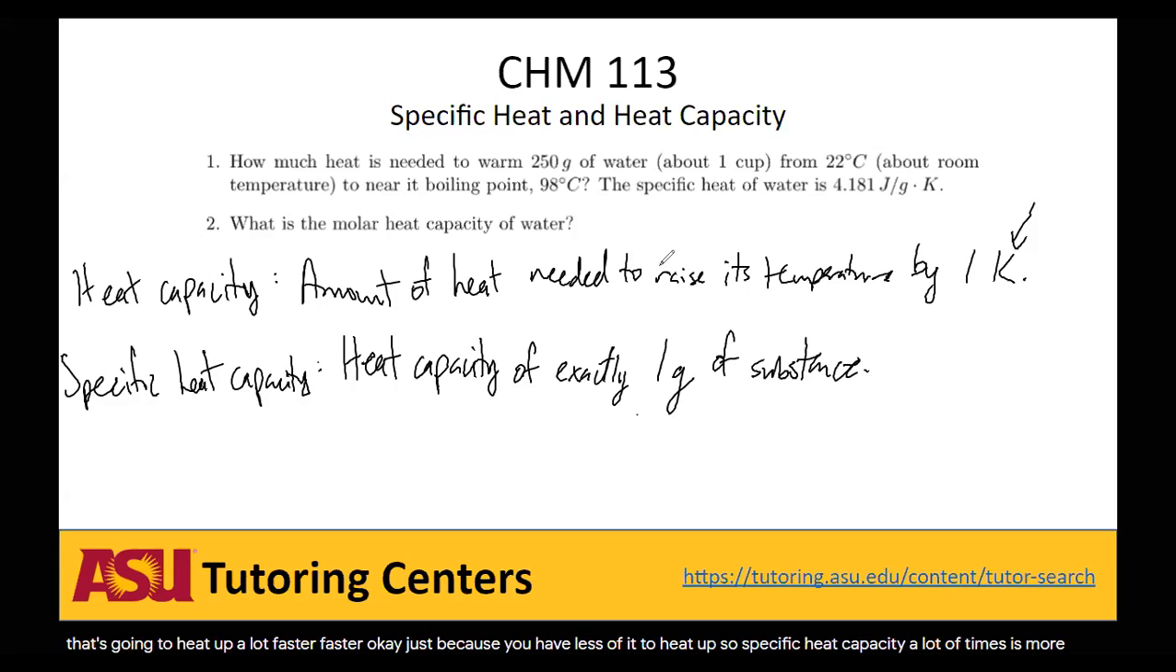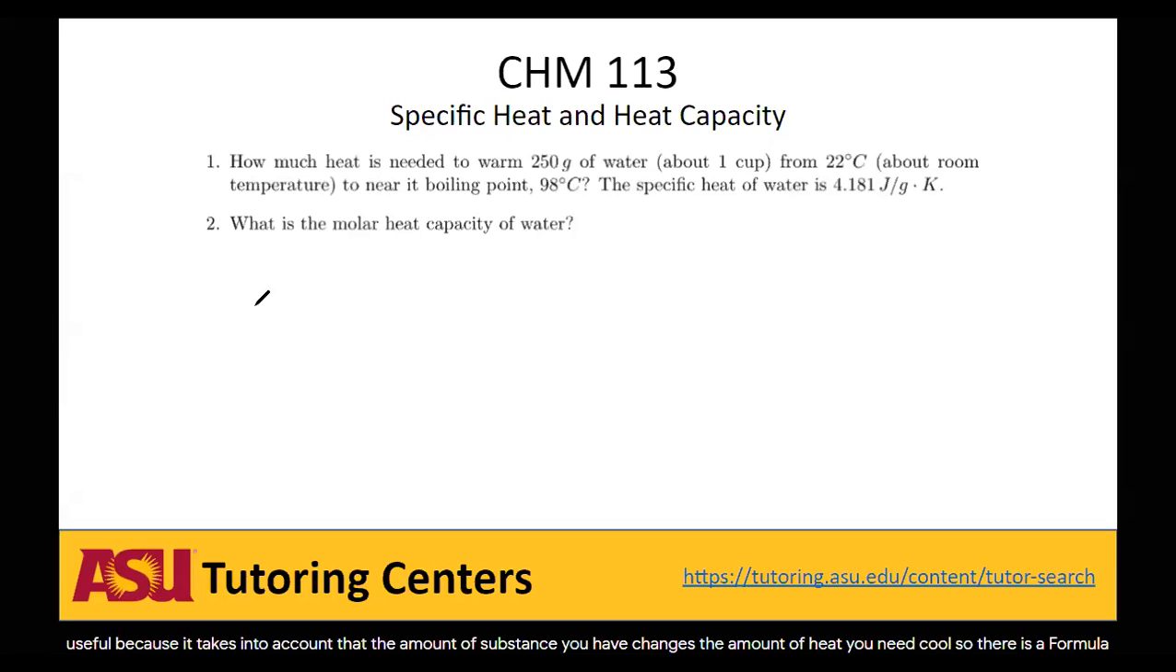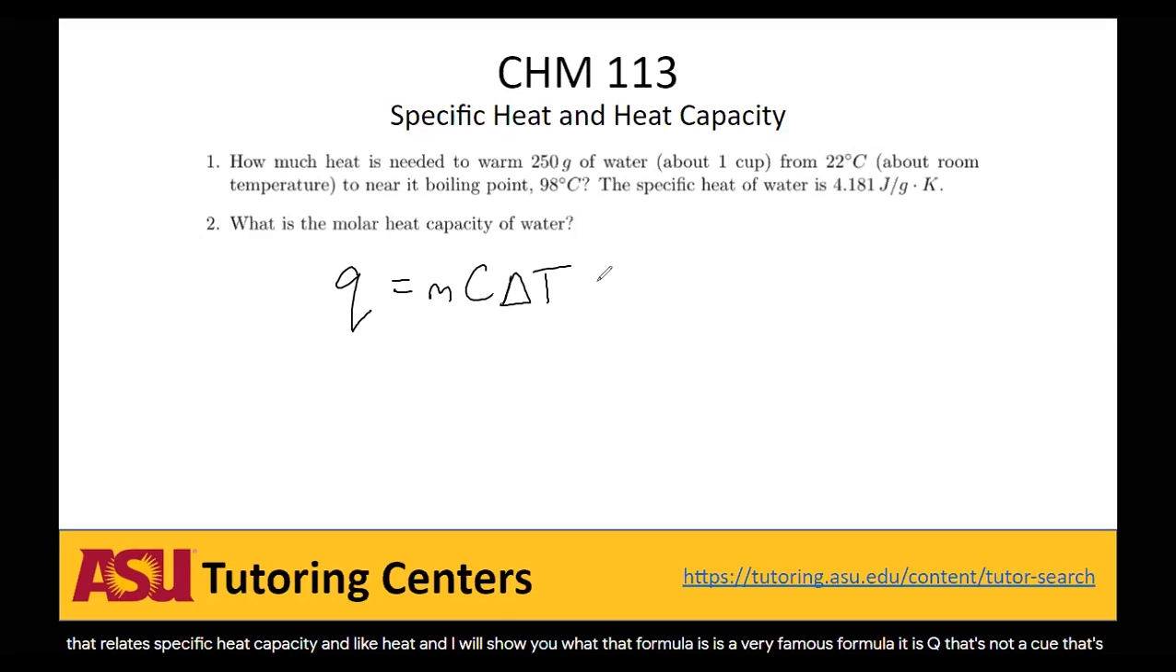Okay. Cool. So there is a formula that relates specific heat capacity and heat, and I will show you what that formula is. It is a very famous formula. It is Q equals MC delta T. A lot of people memorize this formula as the MCAT formula. It looks kind of like MCAT, you know, the MCAT, the thing that people take to get into med schools.